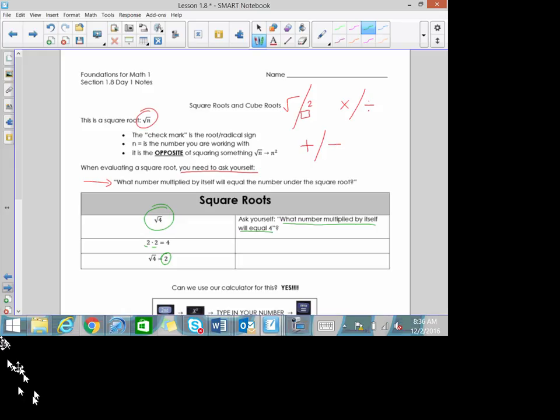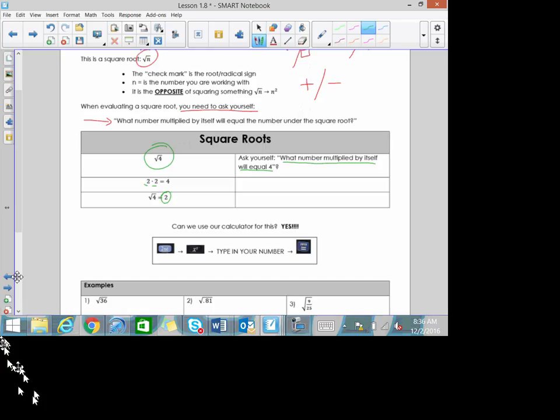Now we can do this with a bunch of numbers. Think about this. If I were to give you the square root of 9, you want to ask yourself, what two exact same numbers multiplied together will give you 9? The only two numbers that will do this are 3 times 3. So the square root of 9 equals 3. That's your answer. It's 3.